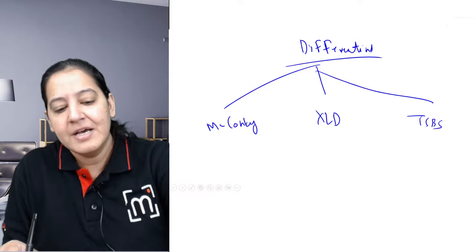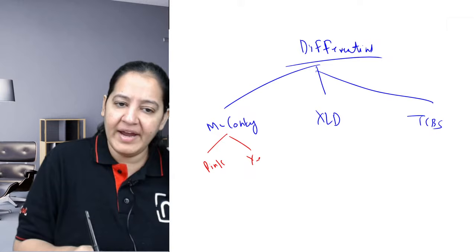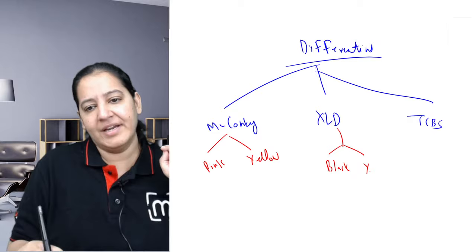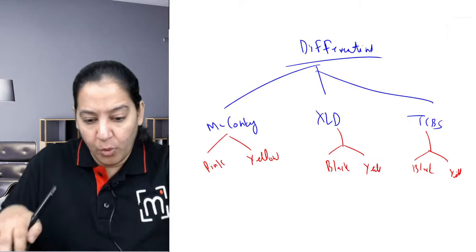So MacConkey gives two colors, the pink and yellow. XLD gives two colors, the black and yellow. And the TCBS also gives two colors, the black and yellow. And you must know which gives which color. So pink is the lactose fermenter. Yellow is the non-lactose fermenter.